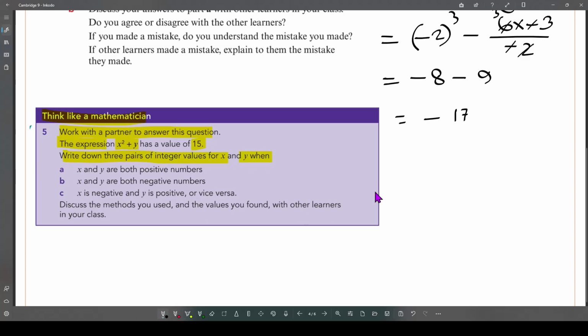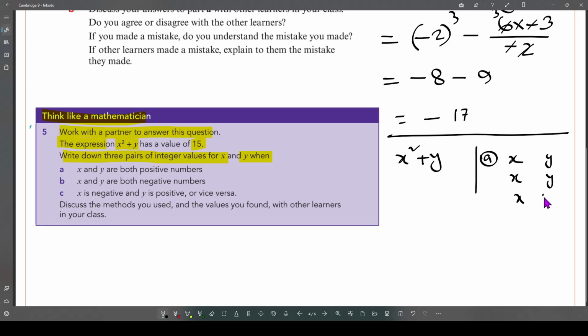So first we can write like this: x square plus y, and we have to find 3 values of x and y. So first is positive, right? Number A, it should be positive. So x, x, x, then y, y, y.